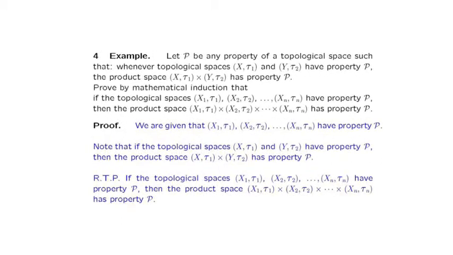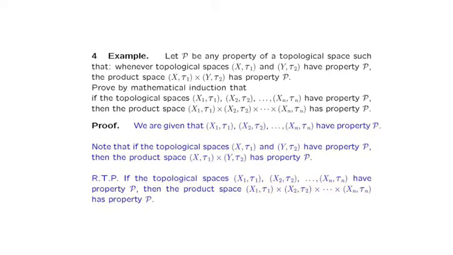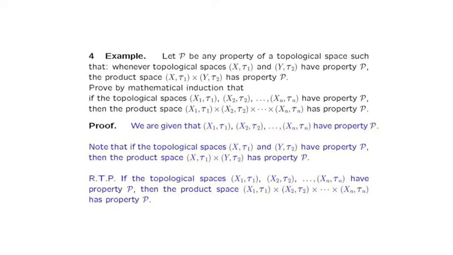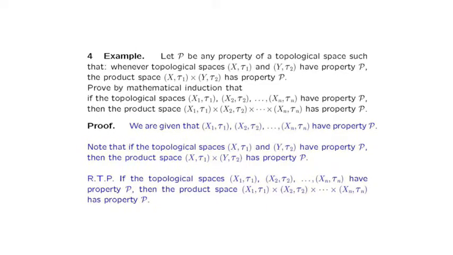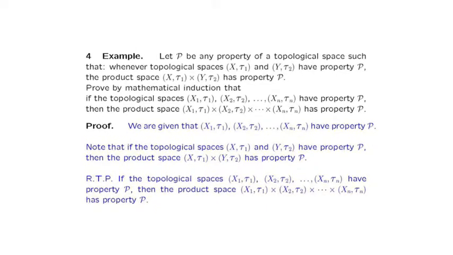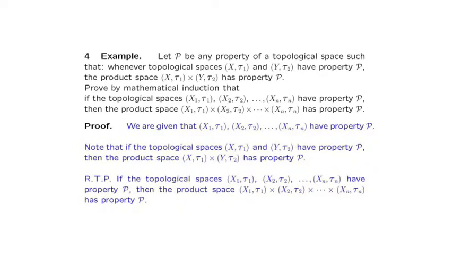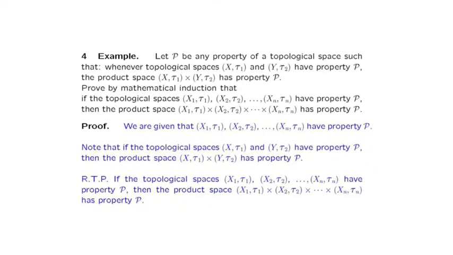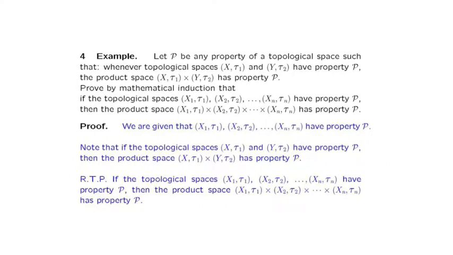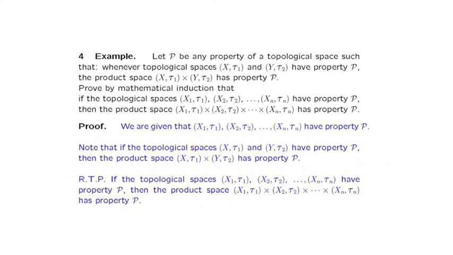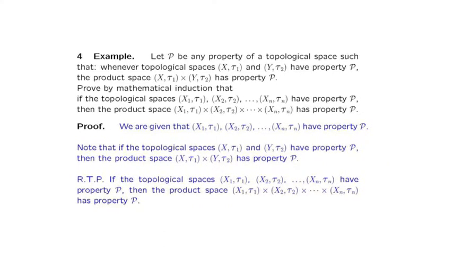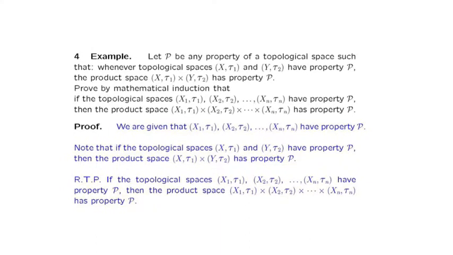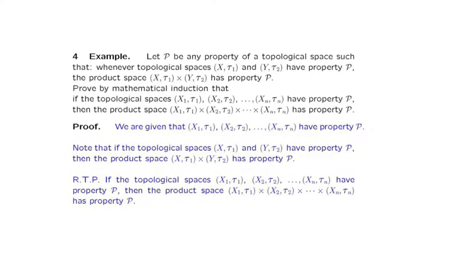So we begin the proof in the usual way. We write down carefully what we are given. We are given that the spaces X1, τ1 up to Xn, τn have property P. We make sure we understand what property P is. It is that if two spaces have property P, then their product has property P.